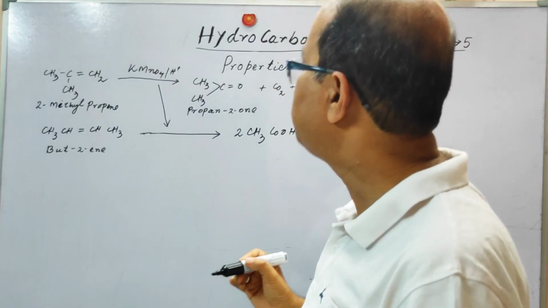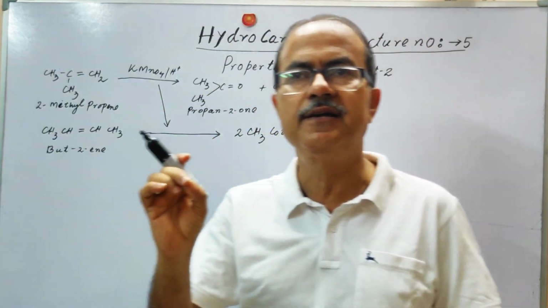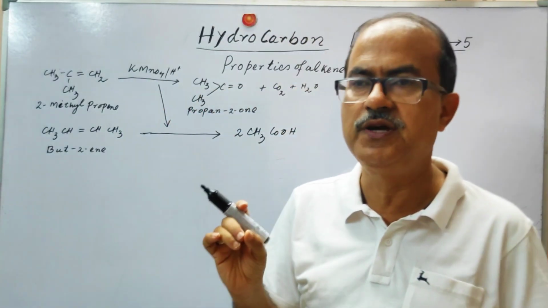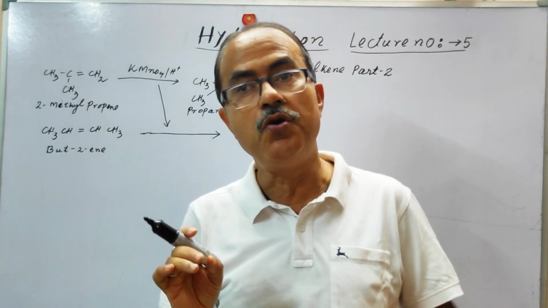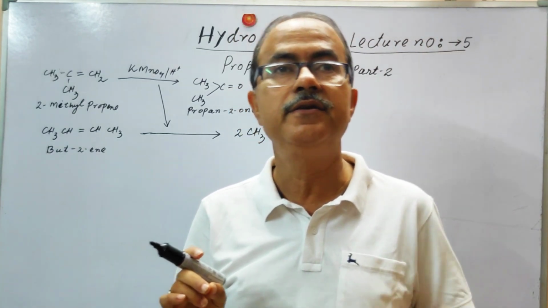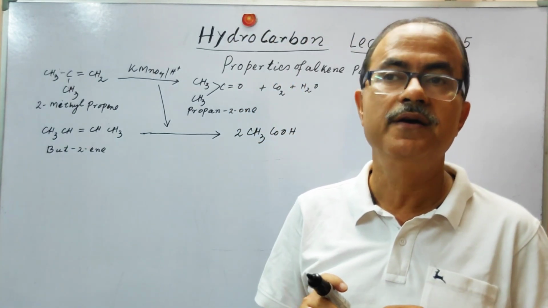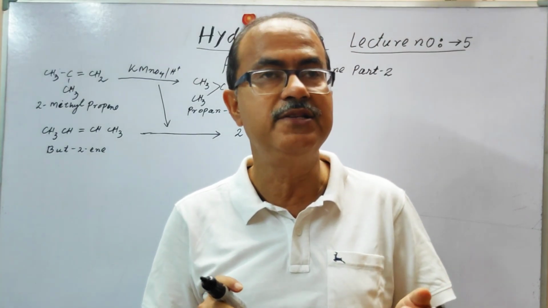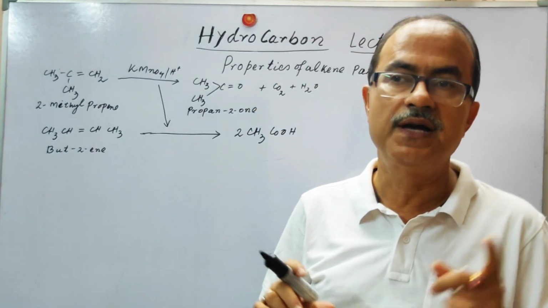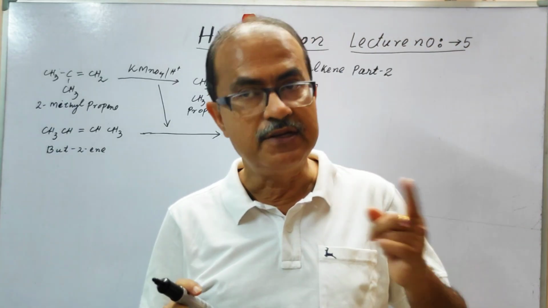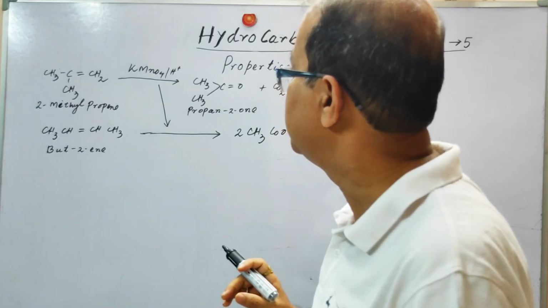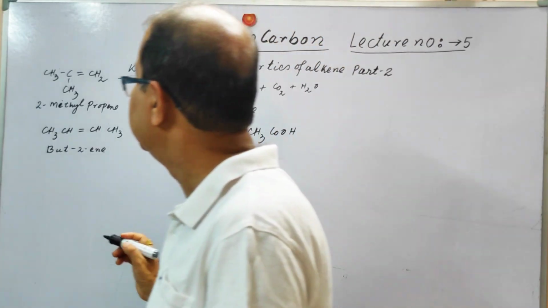So in the oxidation part we can observe the formation of different products, and that depends on which type of reagent we have used. First, in case of Baeyer's reagent, we found that it produces the glycol, and in case of acidic permanganate or dichromate, it produces ketone and acetic acid.